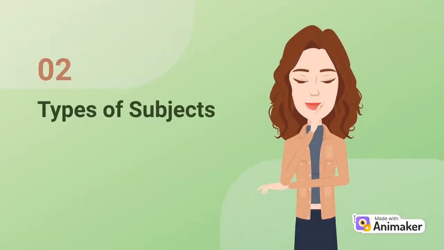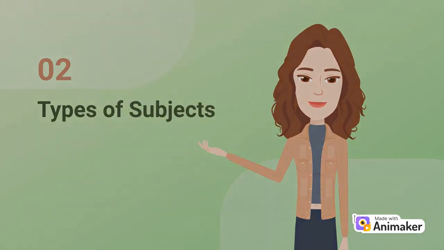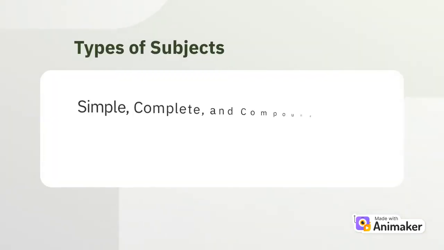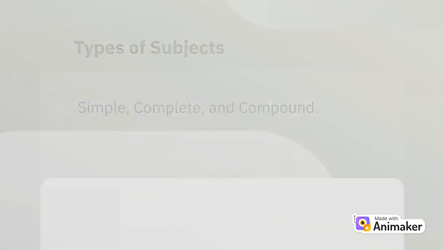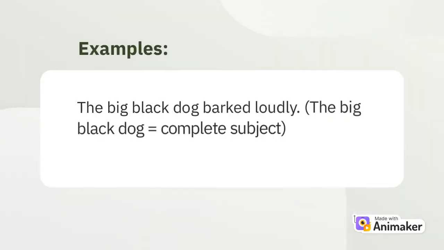Types of subjects: simple, complete, and compound. Examples: The big black dog barked loudly. The big black dog equals complete subject.